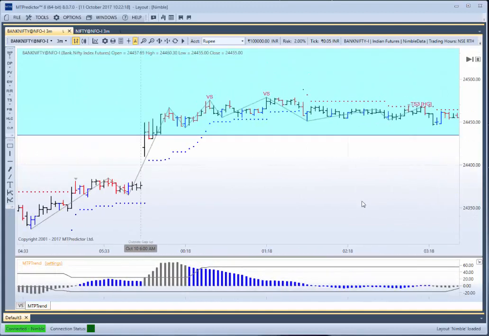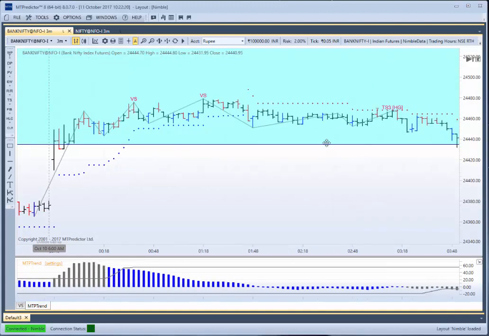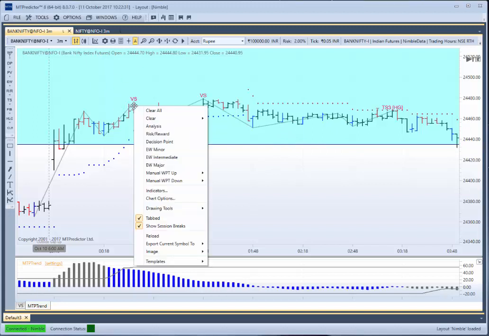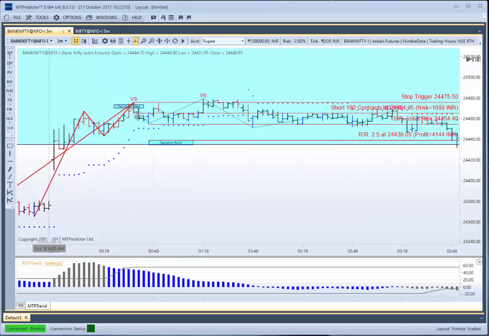So let's just zoom in a bit. Actually, I'll leave that on there, the resistance area. So there was a VS sell setup here. So let's do a right mouse click over the red sell bar, do analysis, and here you would have entered a short trade. The market didn't reach its first target and would have been stopped out for a -1 hour loss.